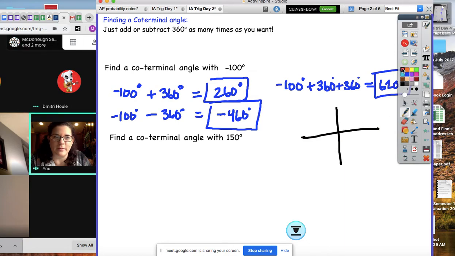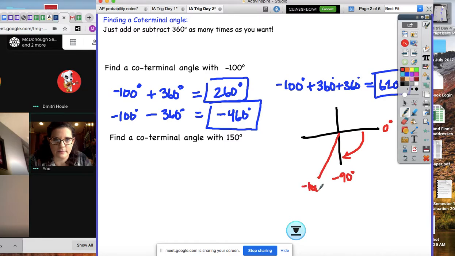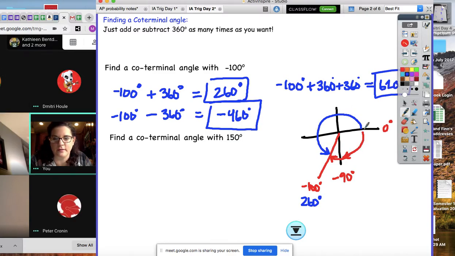So, for example, if I'm doing negative 100 degrees, this is 90. If I start here at 0, down here would be negative 90 degrees if I'm going this direction. So then negative 100 degrees must be right about here. And if I went the positive way around, if I went this way, that blue angle would be 260. Because if I'm going this way, I would only need 100 more degrees to get to 360, and we know a full circle is 360.